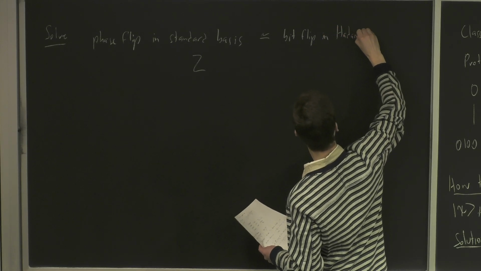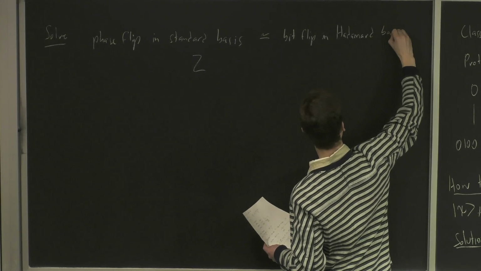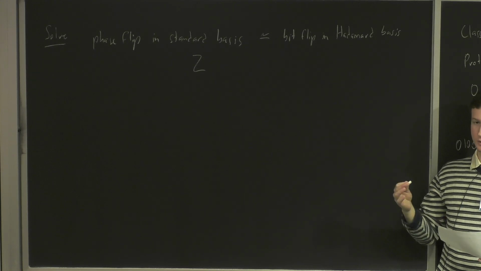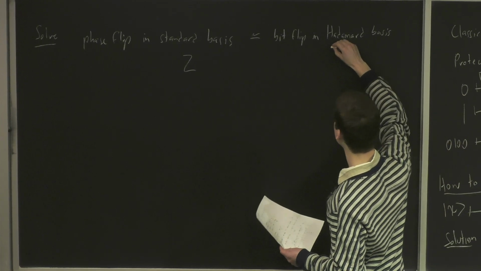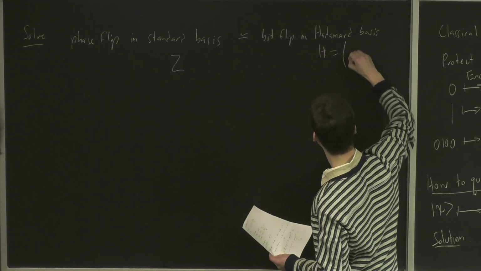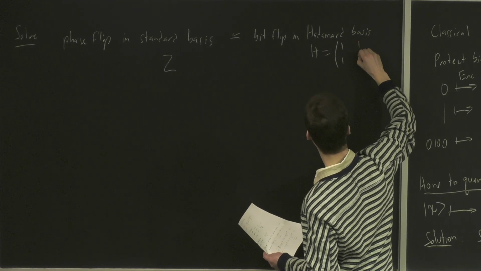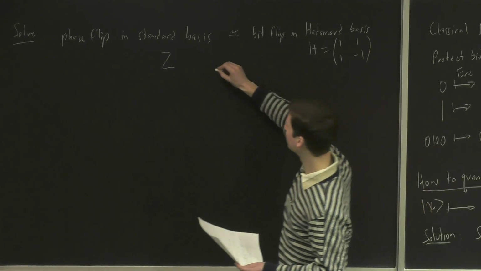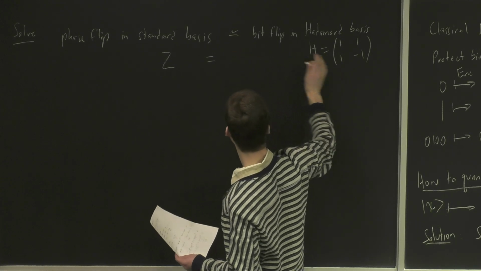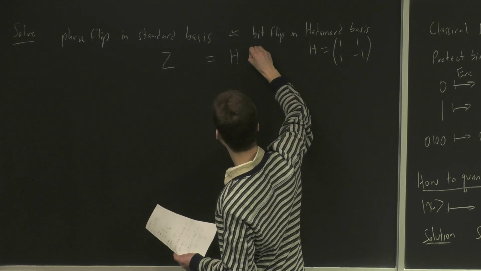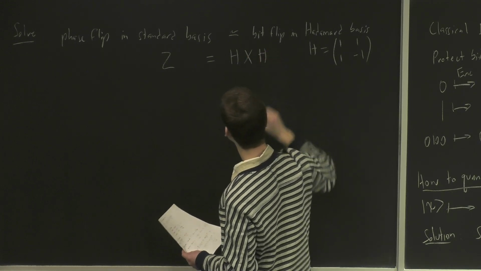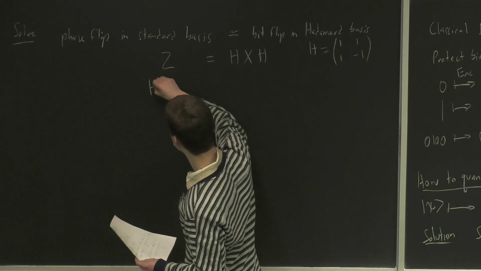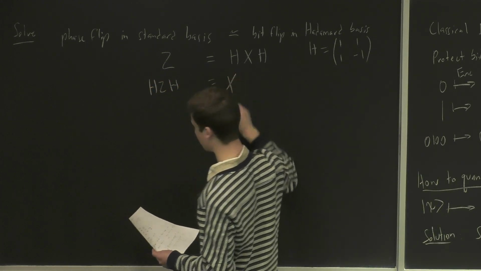In the Hadamard basis. So by Hadamard basis, I mean what we get when we take all of our qubits and just apply the Hadamard gate to them, where we'll recall the Hadamard gate is just this 2 by 2 matrix, 1, 1, 1, negative 1. So specifically what I mean by this is that if we conjugate Pauli Z by Hadamards, by this matrix here, we get Pauli X. Or Z is equal to H times X times H. Equivalently, HZH equals X.